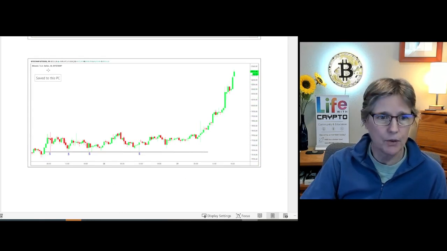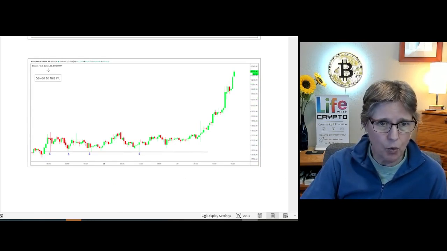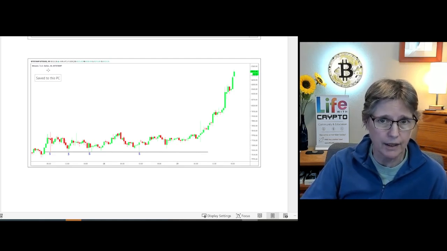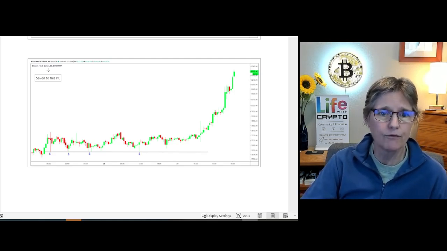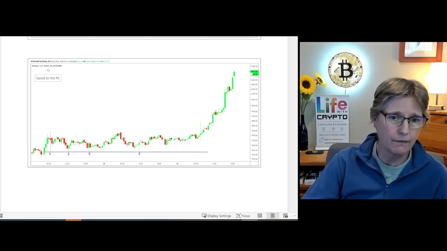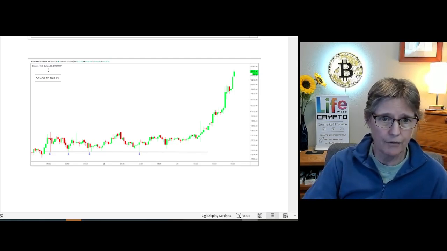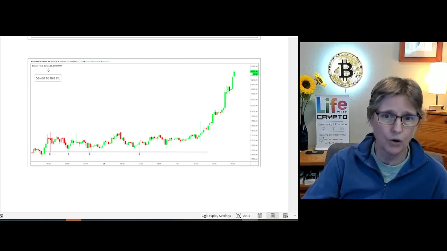In this example, each of these touch points where the S is definitely just touching the line, not crossing it. So here's another example of 4 touch points for a support line. And the more touches you have on that support line, the stronger it is. And so sure enough, after this last support, it took off.